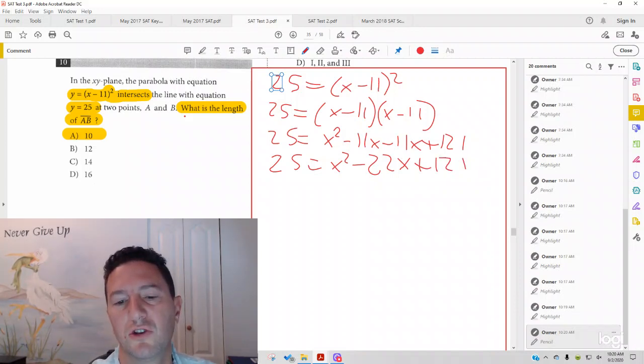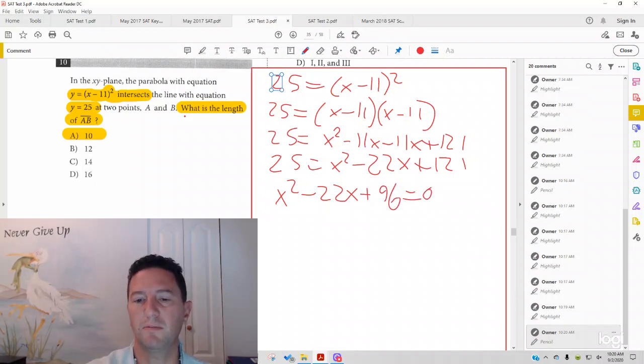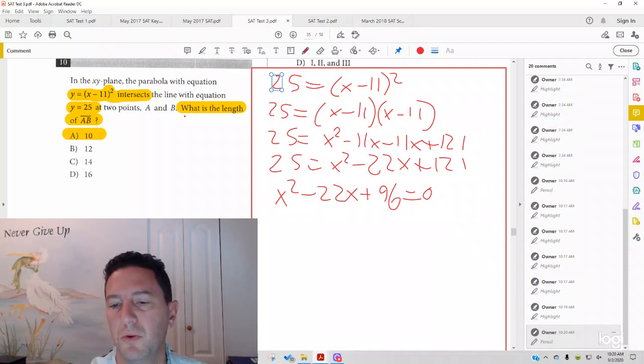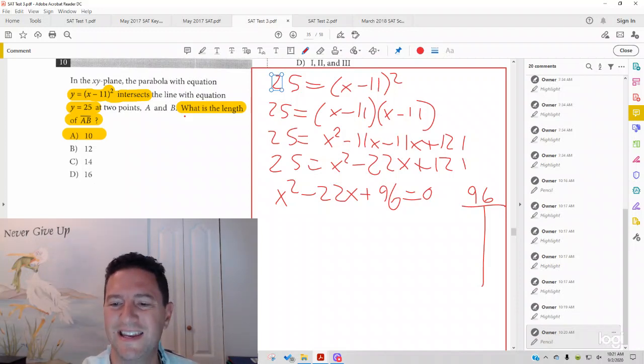And remember, quadratics should always be set equal to 0. So subtracting the 25 from both sides, I get x squared minus 22x plus 96 equals 0. Now, if you get a big number like this, 96, what I find helpful, if you're like, oh no, how am I going to factor that? You take your 96, you make a little t-chart there, and you know that you need two negatives because you got to multiply to get a positive, add to get a negative. If you think about the square root of 96, it's going to be between 9 and 10. It's a good starting point.